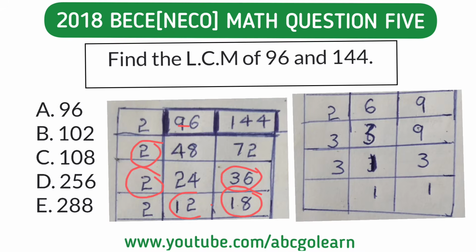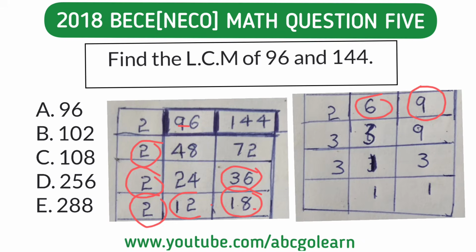I won't leave it like that, because I know that I've not gotten 1 as my answer. So the next thing I will do is to divide again by 2. Dividing this 12 by 2 gives me 6. And if I divide this 18 by 2, it will give me 9.